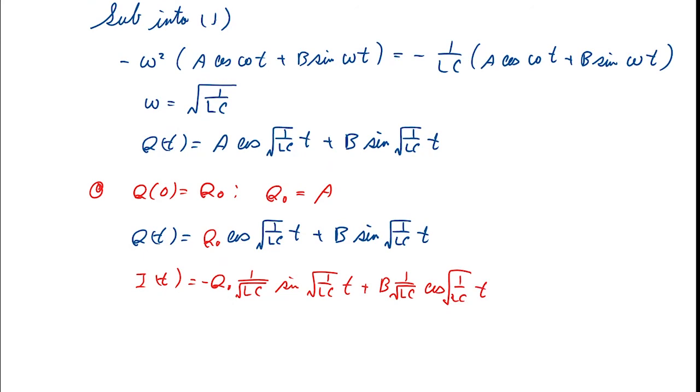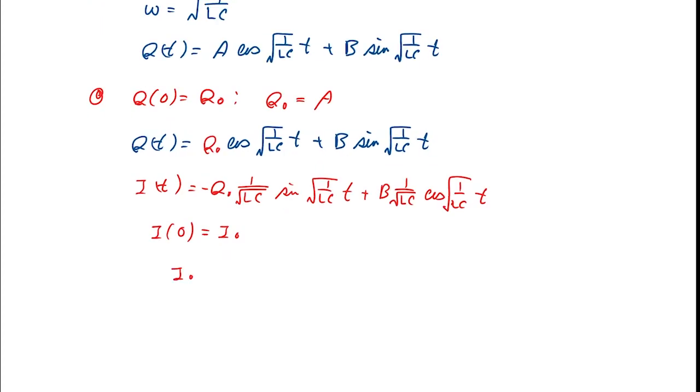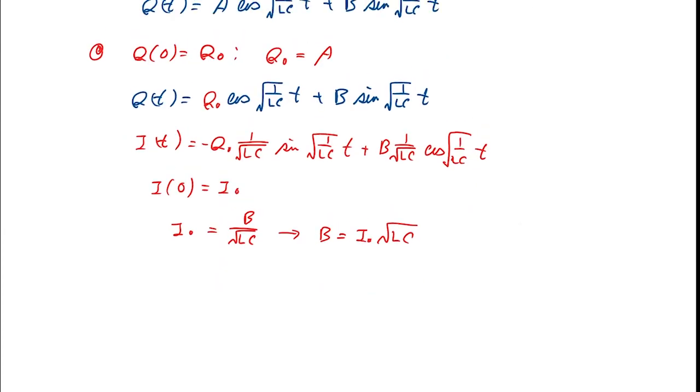So far, so good. Now you apply the initial condition. So the left-hand side becomes I original. This whole thing dies, and on the right-hand side, this thing becomes 1 once you substitute 0, so you have B over square root of LC. And that tells you your B is equal to I naught square root of LC. Good?